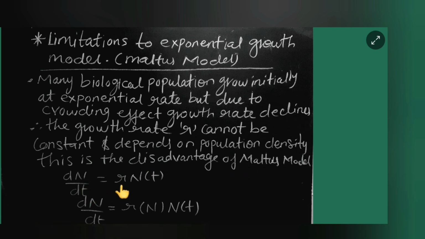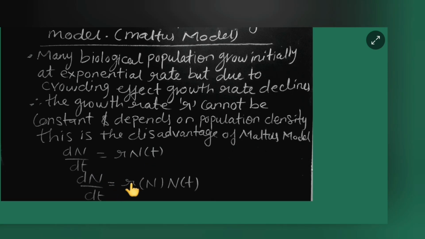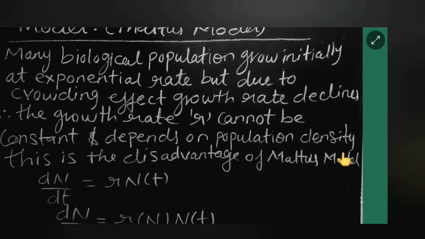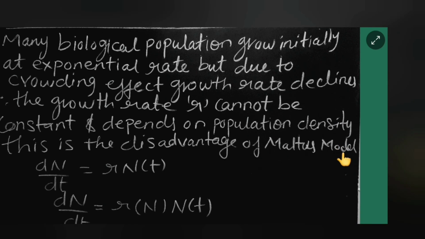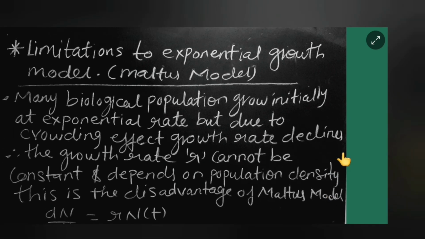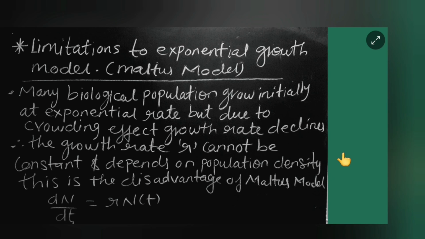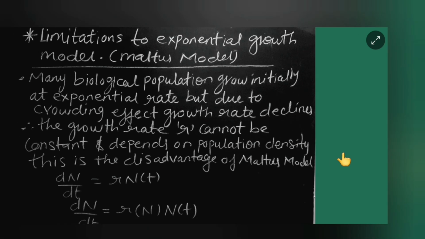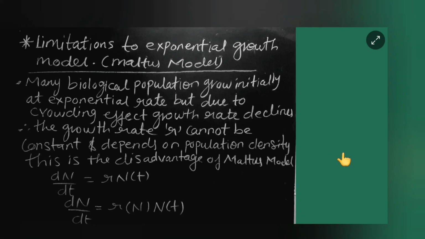So dN upon dt equals r N(t), and next dN upon dt equals r(N) times N(t). I hope you all can see this clearly. So this is the last part. This is the limitation part, which you all have to take down as notes. This is very easy to understand, and I hope you all have understood today's lecture, and thanks for watching.